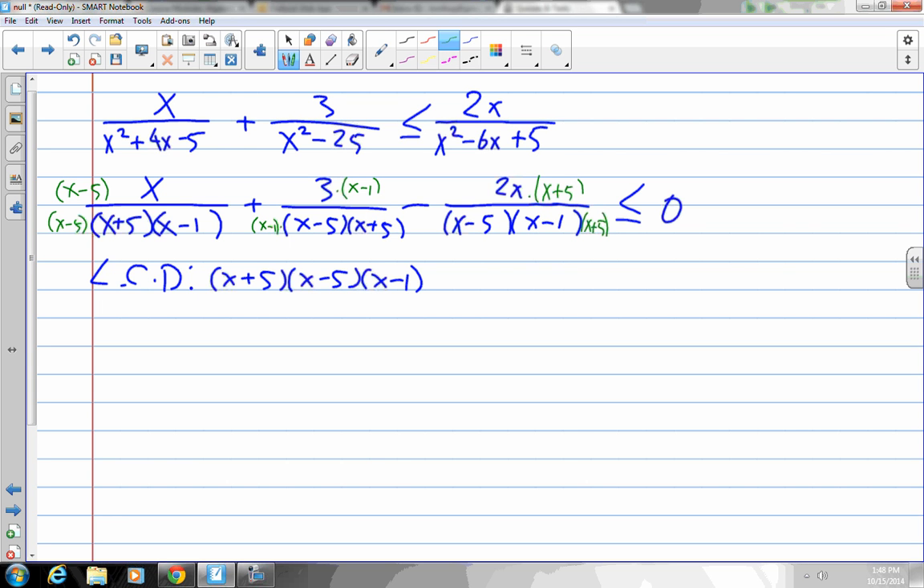So now they all have the same denominators. They can be put together into a single fraction. I don't even care what the denominator is. I'm just going to write an LCD. And then it's x times x minus 5 plus 3 times x minus 1 minus 2x times x plus 5, less than or equal to 0.